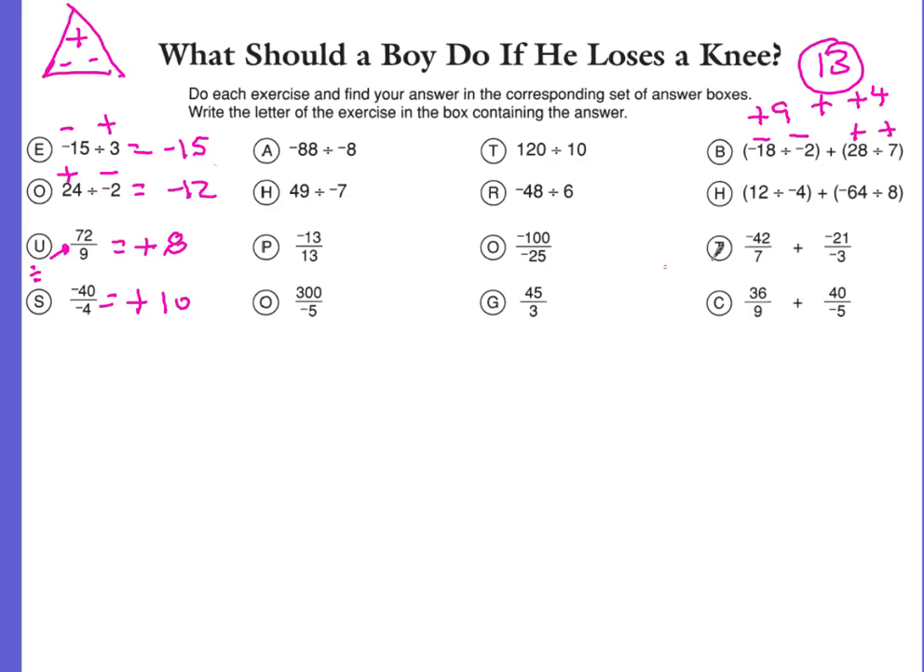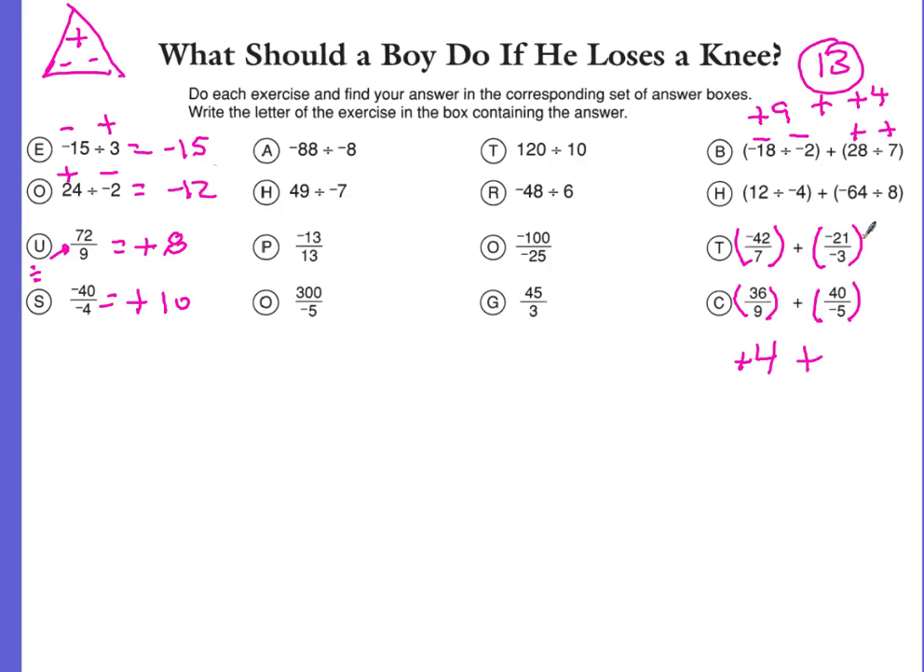Okay, what about this one, C? 36 divided by 9. A positive divided by a positive is going to be a positive 4. I'm going to bring down the plus. When you have this fraction bar, you have to look at these as being parentheses. Okay, you have to solve this part first. It's actually division, and division would come before the addition. But sometimes you have other operations in the numerator or the denominator.